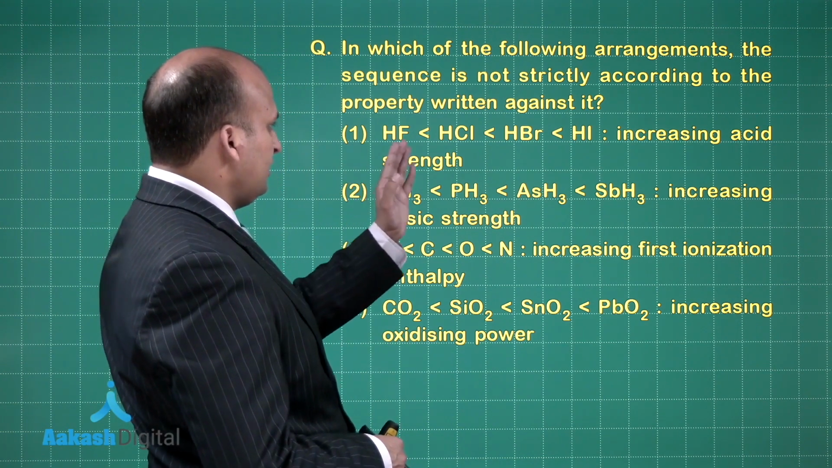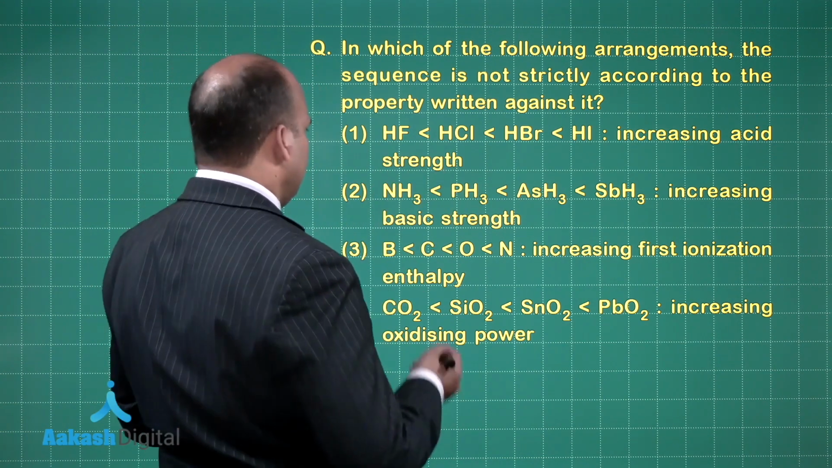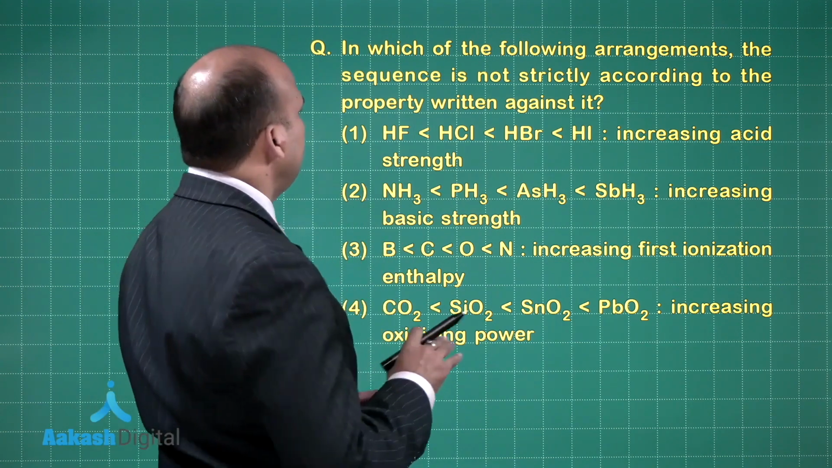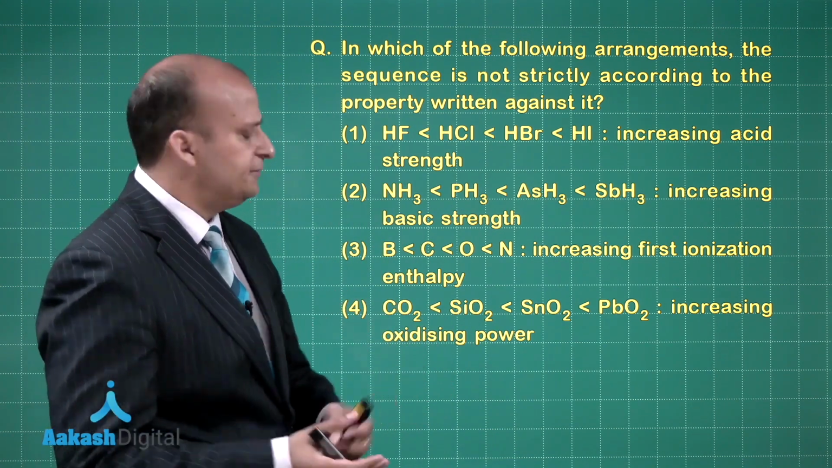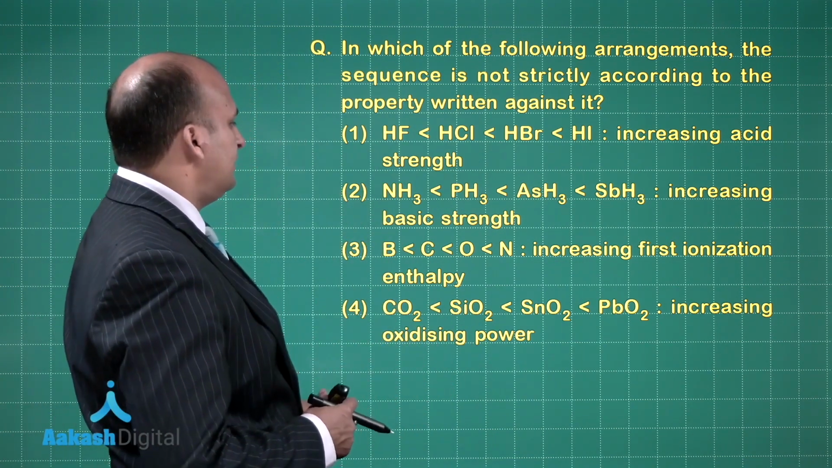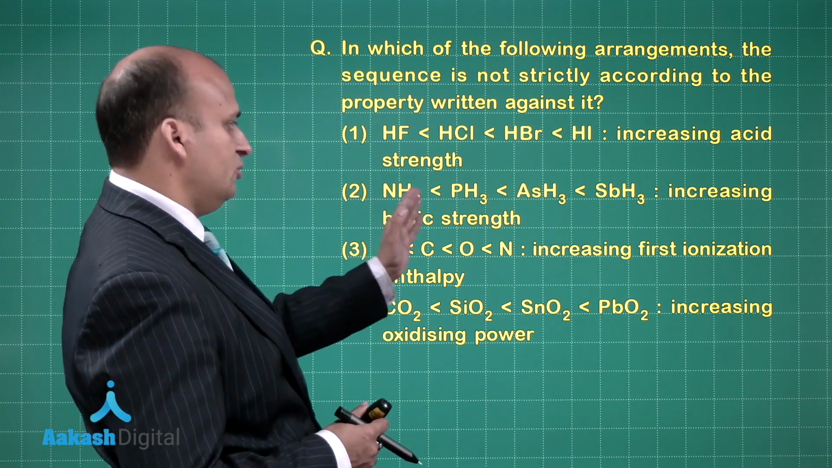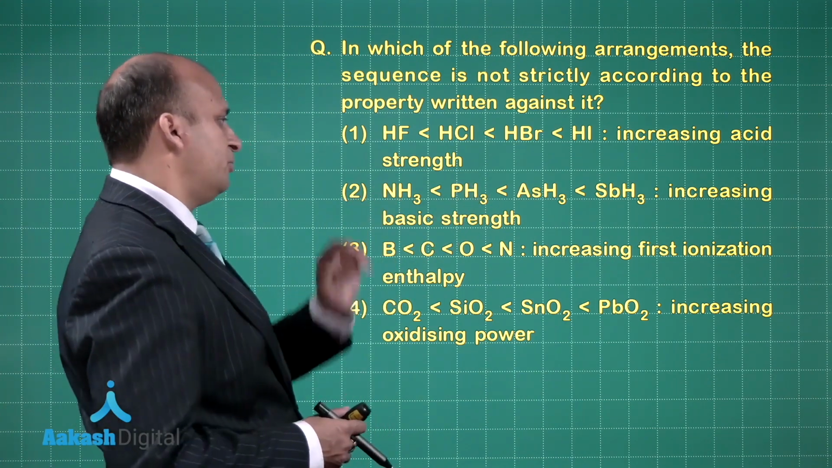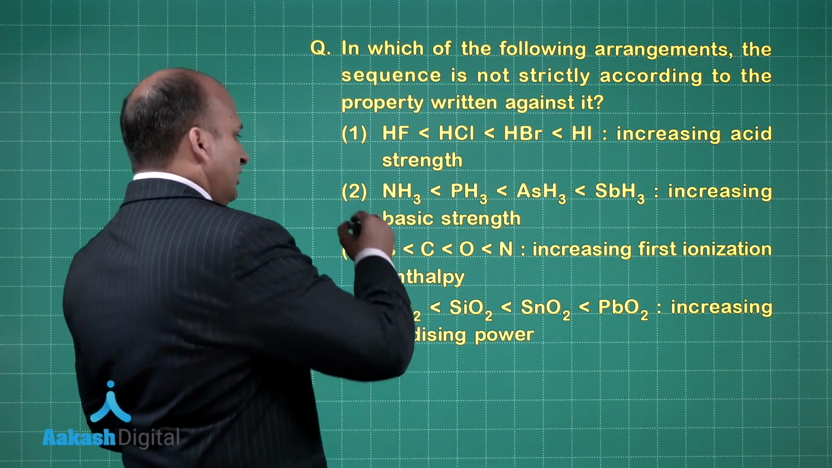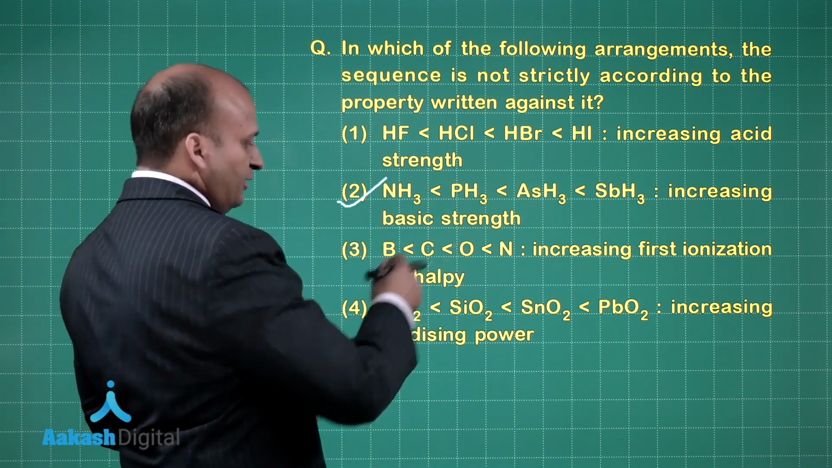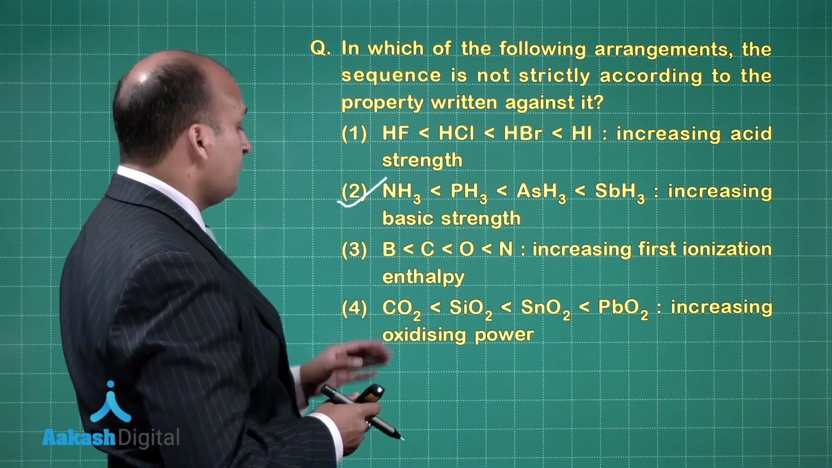HF, HCl, HBr, HI, increasing acid strength. This is right. This is right. We have to find out which is not right. This is correct. Second is increasing basic strength: ammonia. No, this is wrong because ammonia is more basic as compared to phosphine. So this is the right answer, but let us have a look at the other ones as well.